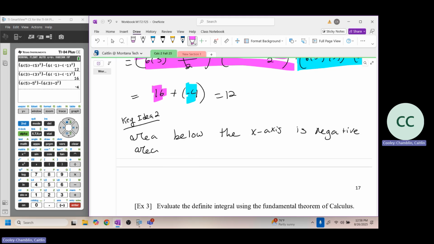So anything above the x-axis gives us positive area. Anything below the x-axis gives us negative area. What would be a wonderful test question, because this is the key idea, would be to give you a shape below the x-axis and you have to find the area of it. And it needs to be negative because it's below the x-axis. It's a great idea, Katie.